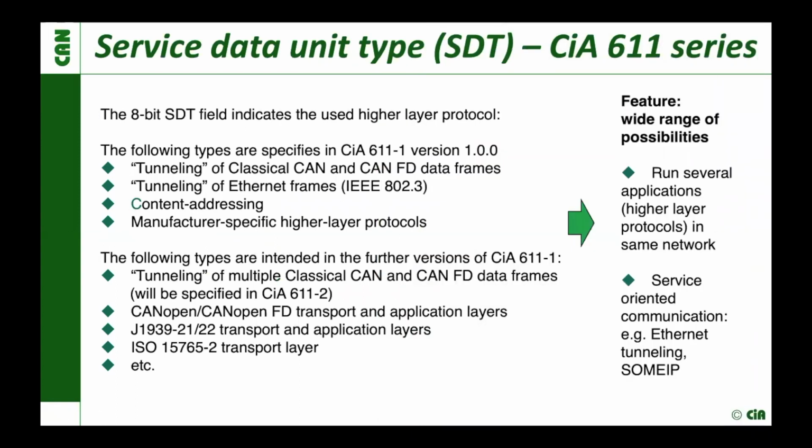So the next document series is 611. This series specifies additional services and protocols which can be mapped to the CAN XL data link layer, and also includes higher layer communication and layer management functionalities.